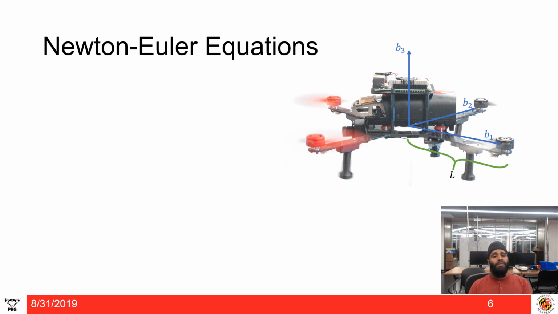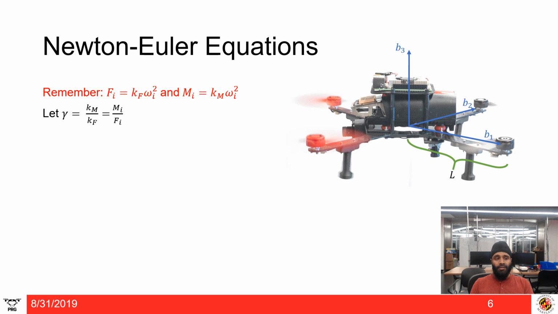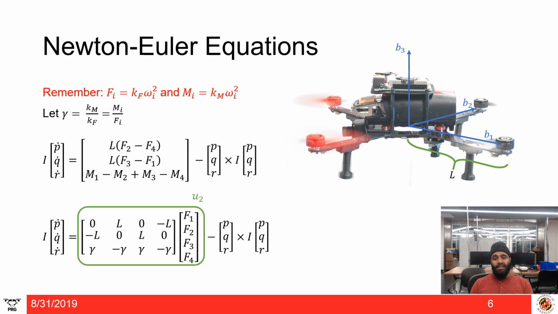So do you remember the aerodynamic constants that we discussed, Kf and Km? Let's define a constant called gamma, such that gamma is the ratio of moment to force. That is, gamma is Mi by Fi, which is equivalent to Km by Kf. So the Euler equation for the quadrotor becomes something like this. Thus we can write U2 only as a function of arm length L, the constant gamma, and all four forces generated by the propellers.